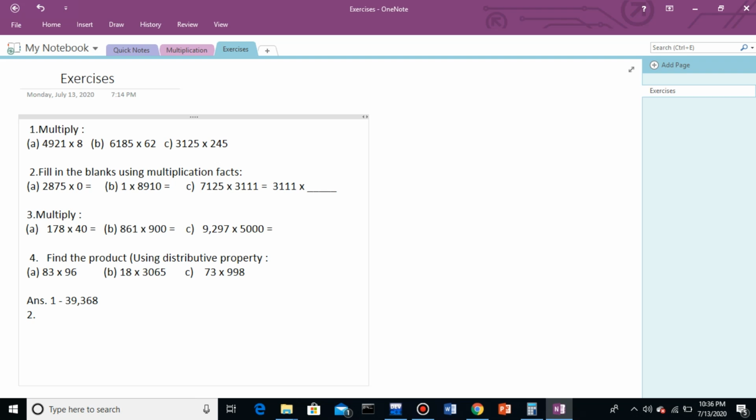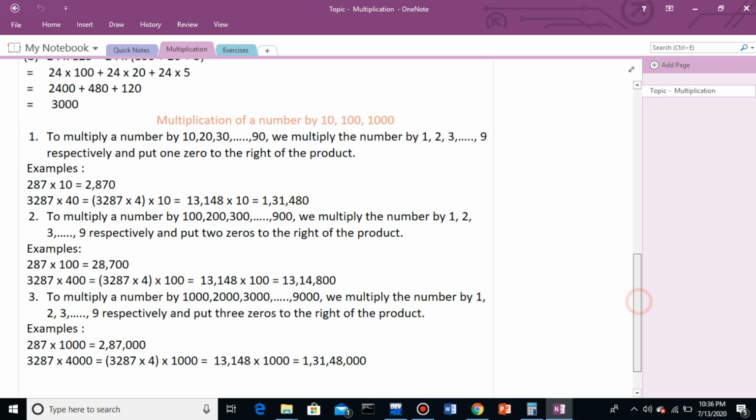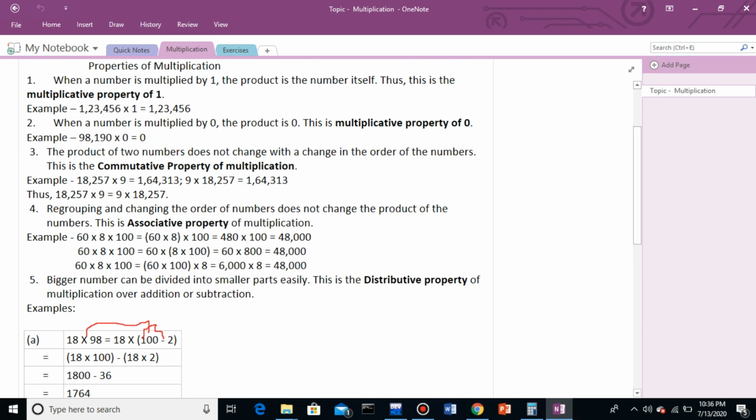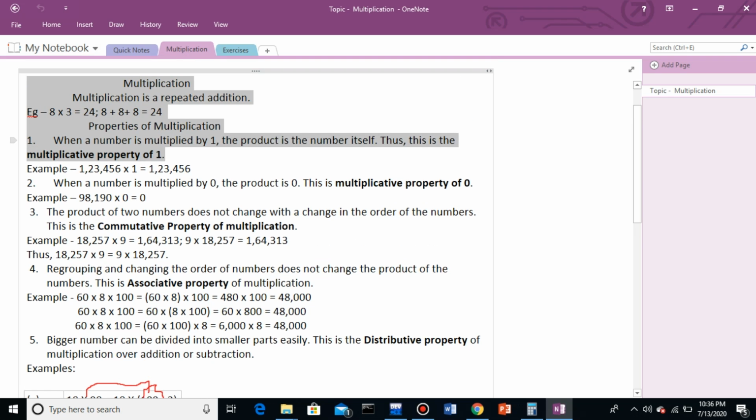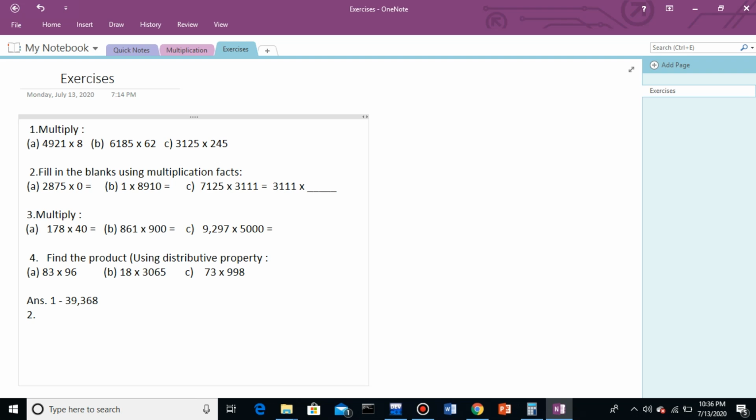I will solve that third one: 7,125 into 3,111 is equal to 3,111 into dash. Did you remember what we say about the commutative property of multiplication? If we change the order of the numbers, the product will not change. So let's see here.